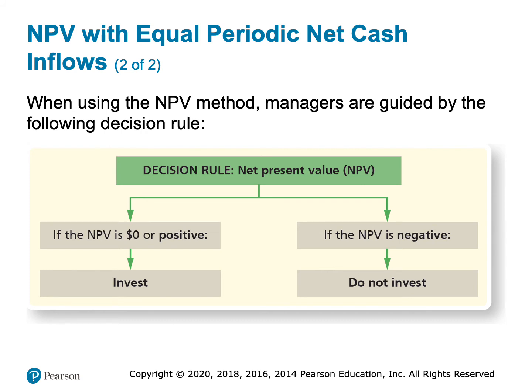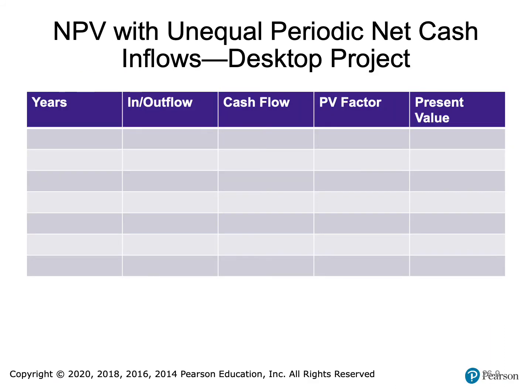So now let's look at the desktop project. Since the desktop project had unequal cash flows, we can't use the annuity table. So we're going to have to look up each year's cash flow individually. I'm going to ask you to pause the video and try this one, keeping in mind that the interest rate is still 14% and our initial investment is still $1 million. Try it and then come back and we'll talk about it on the next slide.